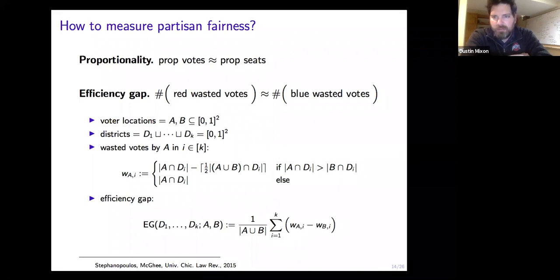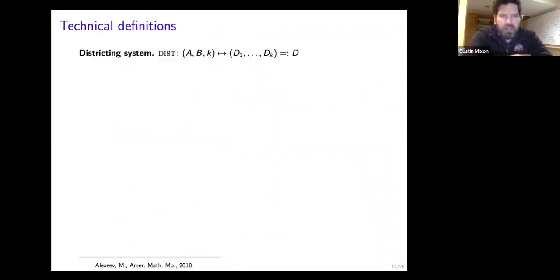Let me tell you what a wasted vote is. If your party wins a district, then any vote beyond 50% is wasted because you didn't need those votes in order to carry that district. If you lost a district, then any votes that were cast in that district were wasted because they weren't used to get a seat. So you count up both types of wasted votes, and you would like the number of wasted votes on the left to equal the number of wasted votes on the right, more or less. That's what the efficiency gap is looking for.